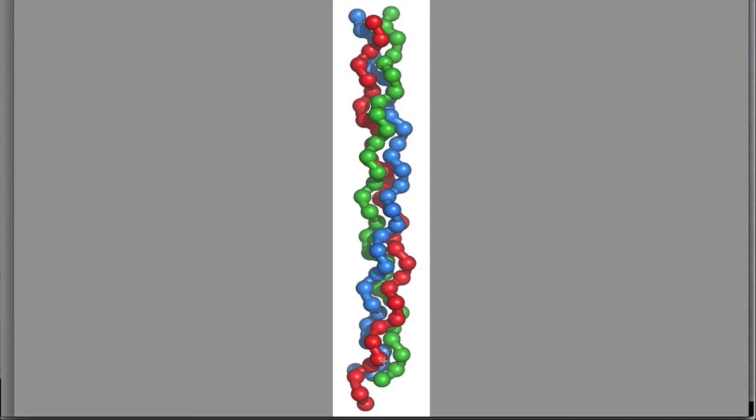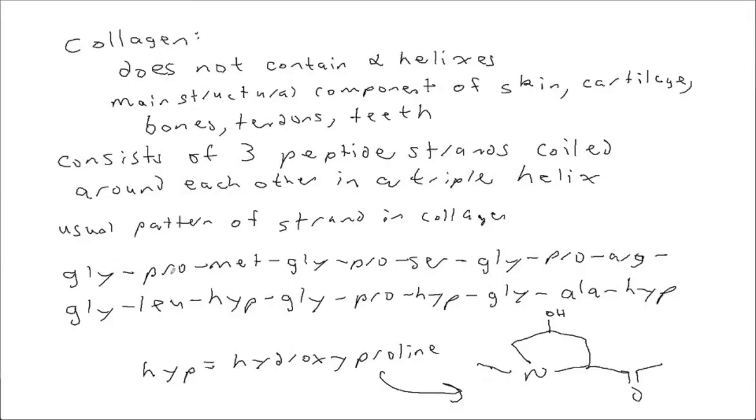If you saw from our picture here, every third amino acid was glycine because that's always the position that's on the interior. So this would be interior, exterior, exterior, interior, exterior, exterior, interior of the triple helix. That's why we need a glycine in every third position, because that has to go on the inside. That's the only thing that can fit on that tightly packed inside.